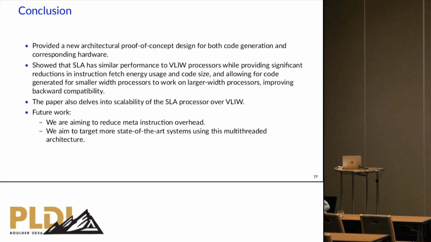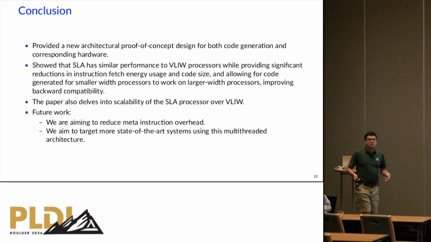But short version, we made this proof of concept processor. It was meant to be not necessarily a full working processor. The VLIW and the SLA processor were pretty bare bones. But it's a nice proof of concept to show this new code generation and corresponding hardware is something that's actually practical and doable. We showed the SLA, at least out of the box, has similar performance to a VLIW processor, while really providing these significant reductions in fetch energy and code size. And we also delve a little bit into the scalability in the paper. Just can't do it really quick here.